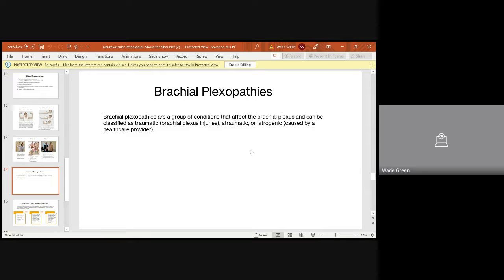Okay. So they can be traumatic, and can be either traction based or compression based. They can be atraumatic, and we'll talk about that. And then iatrogenic. Iatrogenic means that they're caused by a healthcare provider.